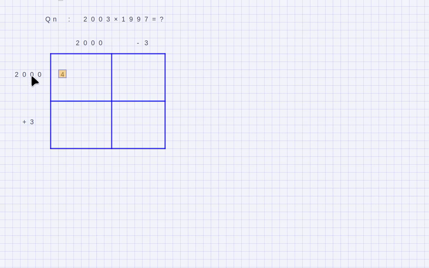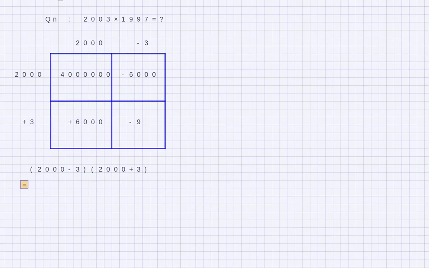Of course, 2000 times 2000 is 4 million, so we should have 6 zeros, which is 4 million. And minus 3 times 2000 is minus 6,000, 3 zeros. Plus 3 times 2000 is plus 6,000. And minus 3 times plus 3 is minus 9. Okay, so far so good. So we write this out. What we have actually done is the 1997 part multiplied by the 2003 part.